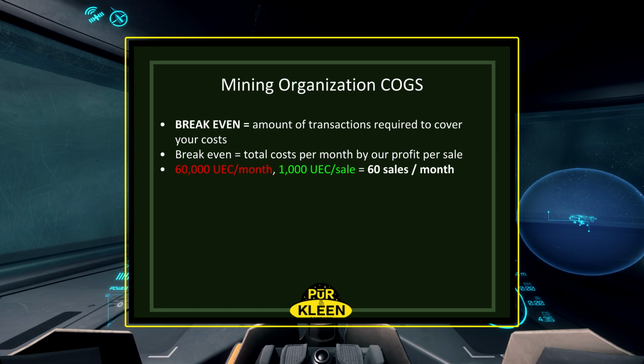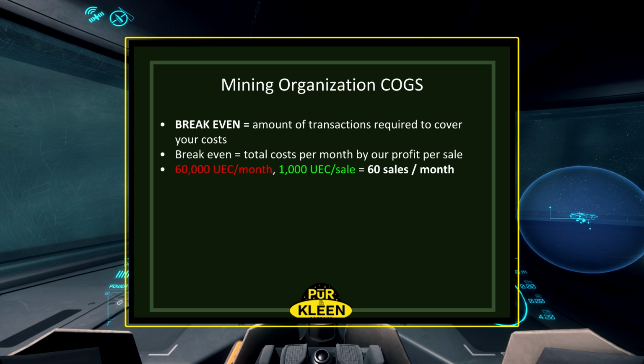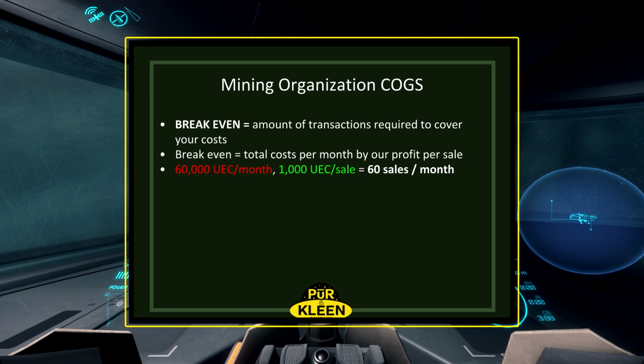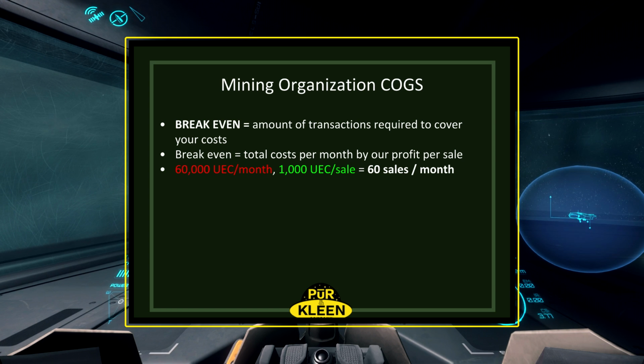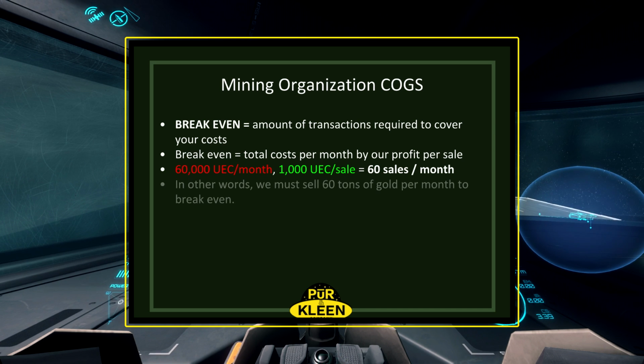So to go back to our example, our total costs are 60,000 UEC per month. And our profit per sale is 1,000 UEC per sale, which means that we have to make about 60 sales per month to break even. In other words, we must sell 60 tons of gold per month to break even.